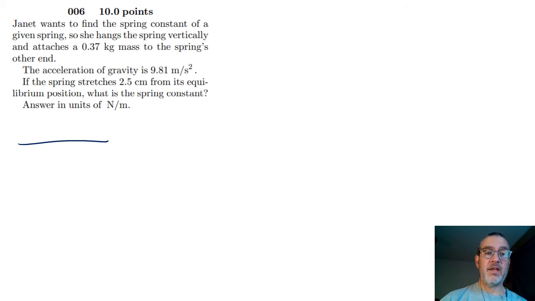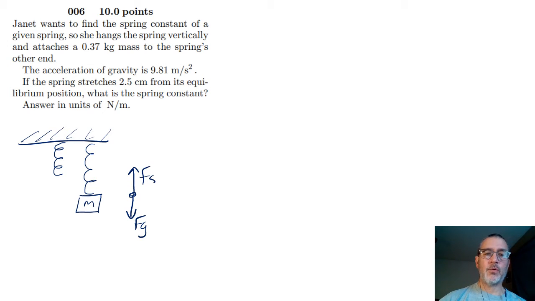So here we have the ceiling, or she's hanging it vertically, so we'll just say we attach it to the ceiling. And so we have an initial spring, and then when the spring has a mass attached to it, the spring is going to be somewhat stretched. The reason the spring is stretched is because there is a force of gravity down on the spring, and therefore the spring is responding with a spring force in the opposite direction with equal and opposite force to the force of gravity. And then the spring stretches by a certain amount, and that amount we call x.